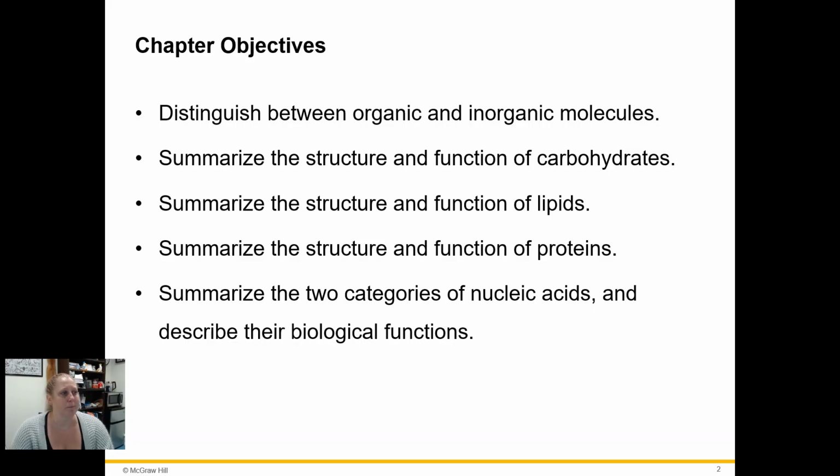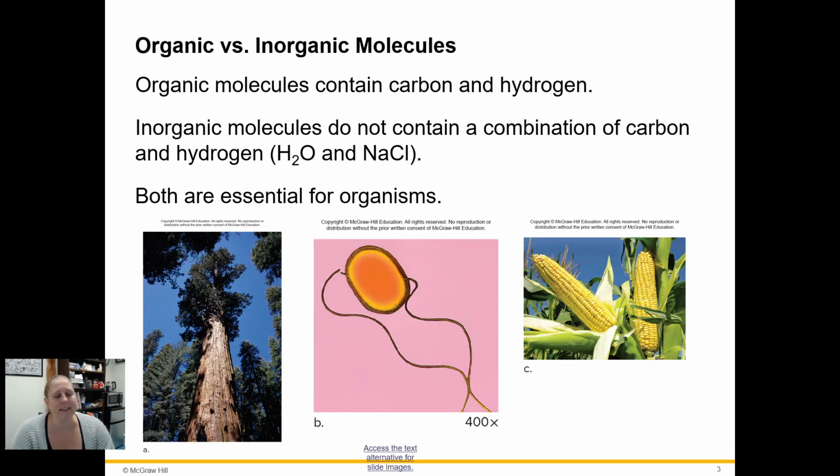Okay, so let's start off by identifying the differences between organic and inorganic molecules. Sometimes people get this wrong idea that you as a living organism do not need inorganic molecules, which is absolutely not true, because inorganic molecules are things like water and salt. You absolutely need those, and as we learned in chapter 2, without water you will die within several days. So it's not a good thing to say you don't need that.